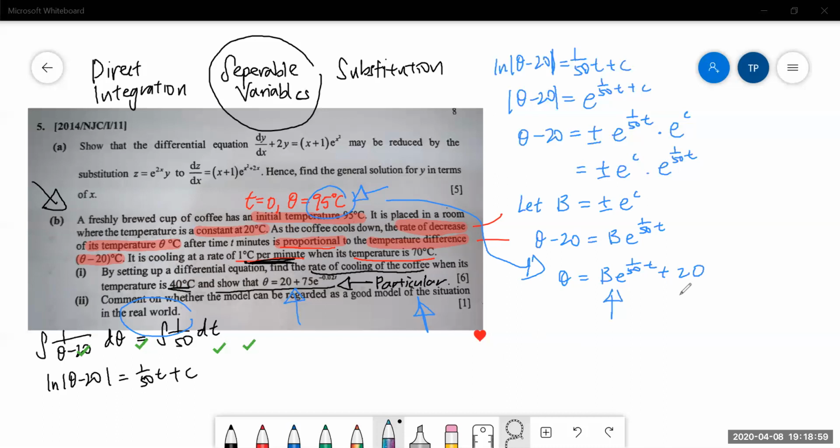You have to explain why it is a good model in the real world, or why it's not realistic. The standard template answer will be like: it is not practical to adopt this model because the temperature keeps going up, or the rate of decrease keeps going down as time passes, something like that.